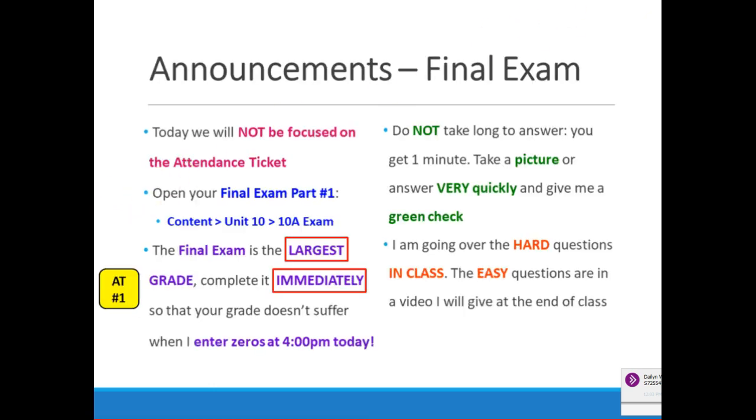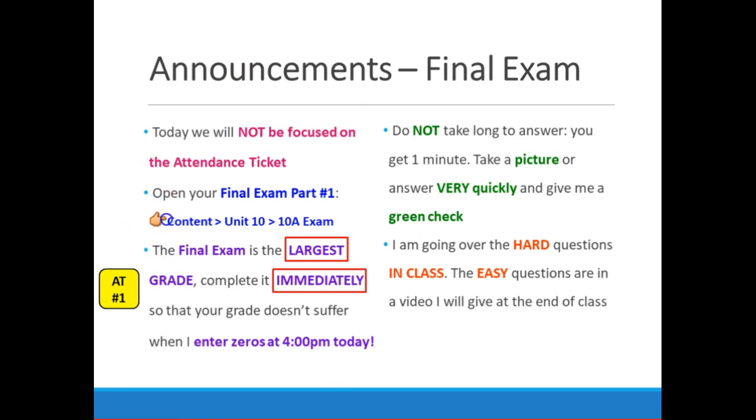Okay, so that being said, guys, today we're not going to really focus on the attendance ticket very much. You should already have it open, but basically we have 2 questions on it. The first question I'm going to do right now. The last question, as always, I do during the last minute of class. So you'll be able to do this question, save it, and then set it aside till the end of class. What I'm also going to have you do is open up your final exam. So you will have 2 of these open. Okay, so here's your final exam as well.